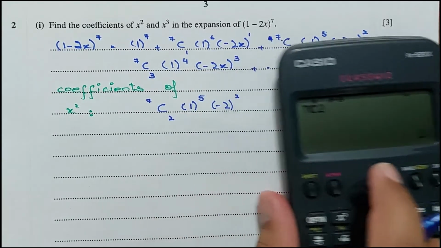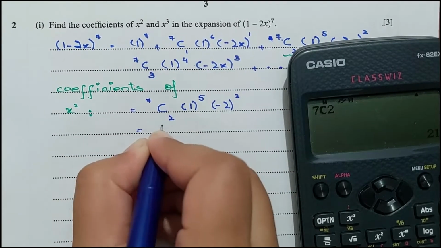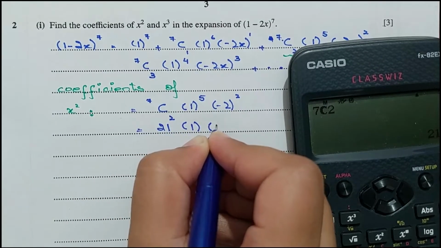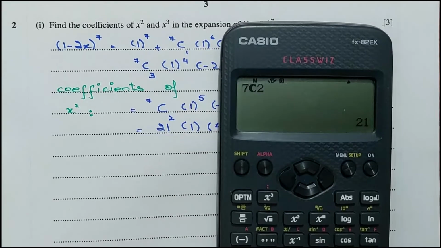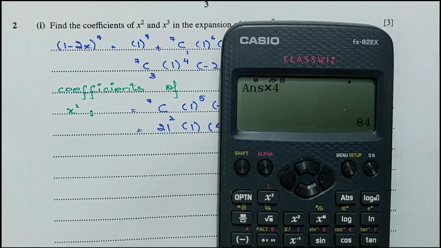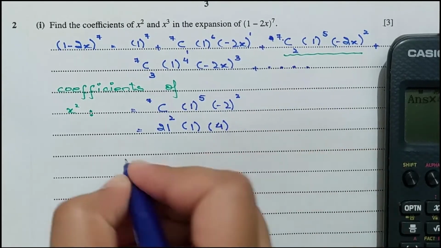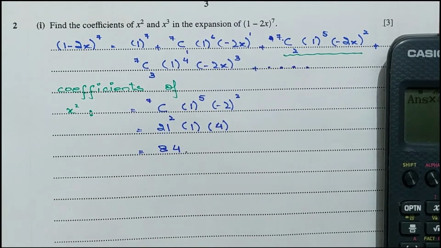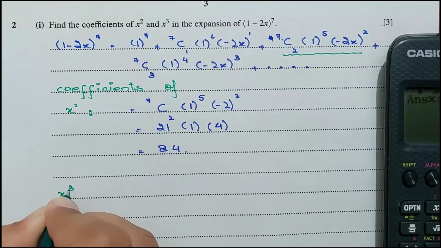7c2 is 21. 1 to the power 5 is 1 and minus 2 to the power 2 would be 4. So 21 times 4, this is equals to 84. So we have 84 is the coefficient of x square. Now let me work on the coefficient of x cube.